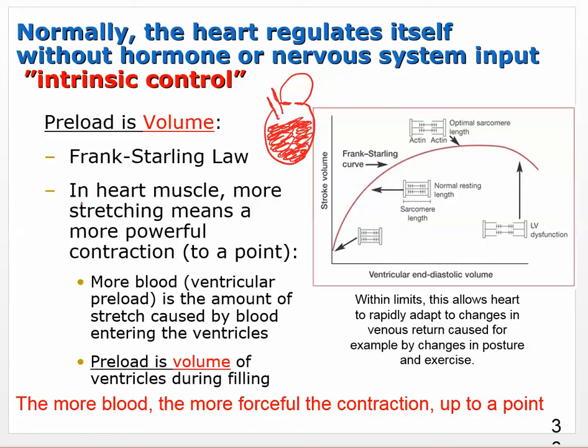If we read this first line here, it's called the Frank-Starling law, first of all. In the heart muscle, more stretching means a more powerful contraction. So that's what this graph is showing. The more it's stretched, the more powerful the contraction, which is our stroke volume when it contracts. What this relates to, though, is volume, because that's what's stretching it. It's how much blood is in it.